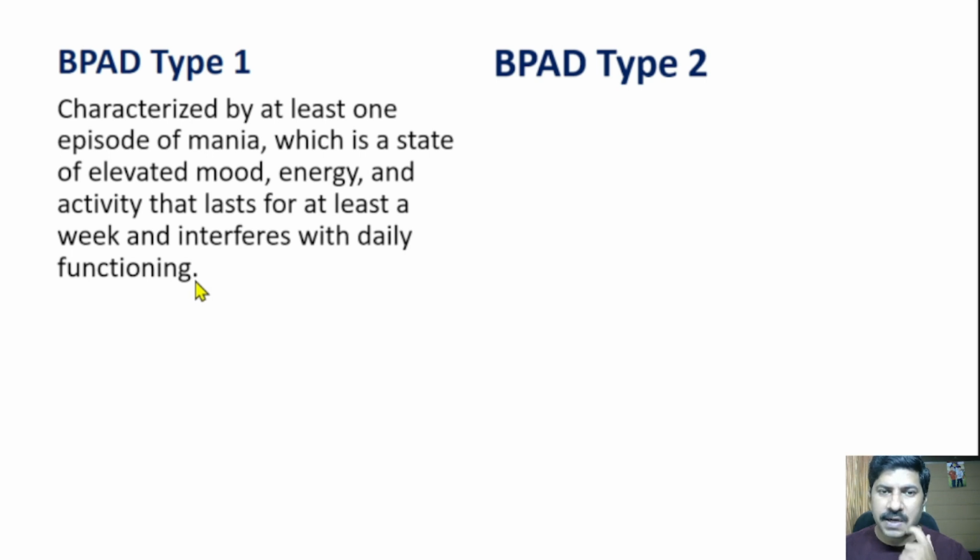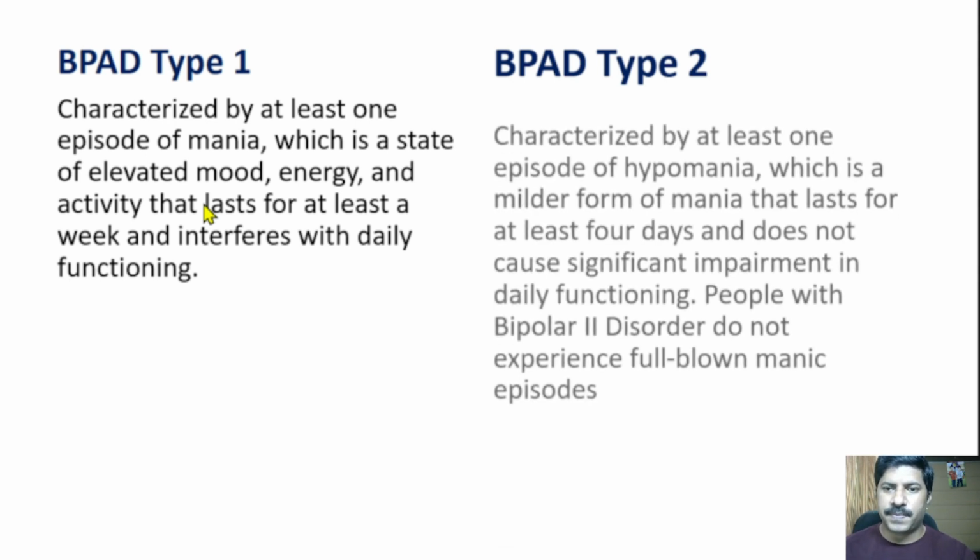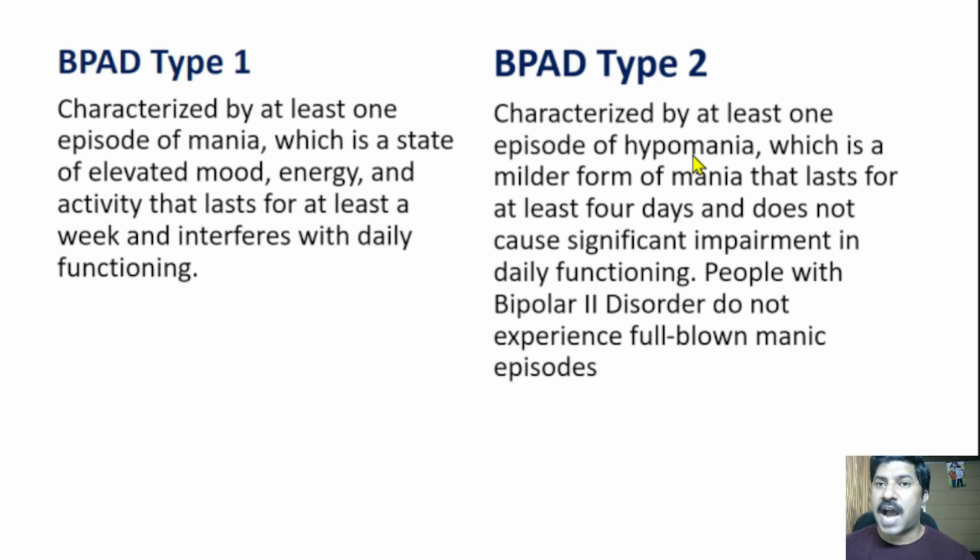In both BPAD type 1 and type 2, major depression will be there. The only difference is in the case of manic episodes. In BPAD type 1, there will be a full-blown manic episode, a state of elevated mood, energy and activity that will last for at least a week. And in the case of BPAD type 2, it is characterized by at least one episode of hypomania, which is a milder form of mania that lasts for at least 4 days and does not cause significant impairment in daily functioning. People with bipolar 2 disorder do not experience full-blown manic episodes.